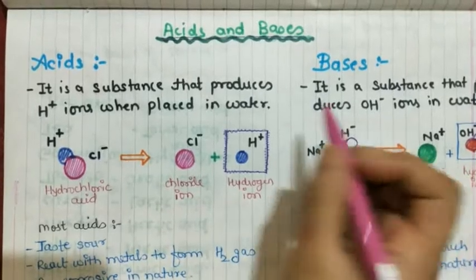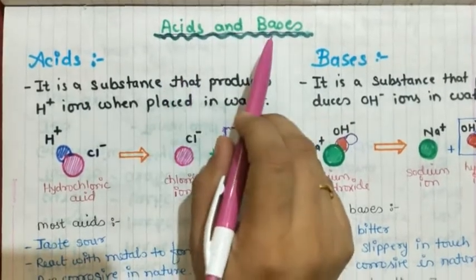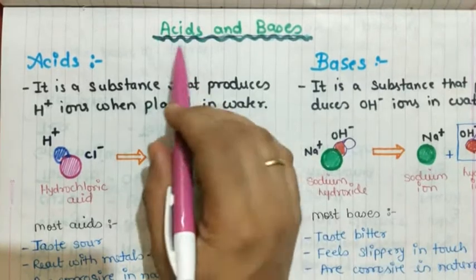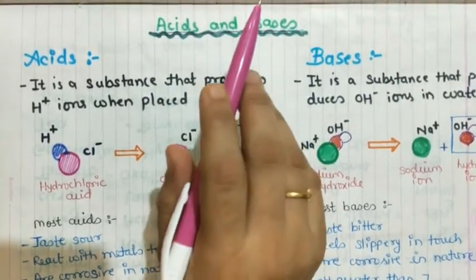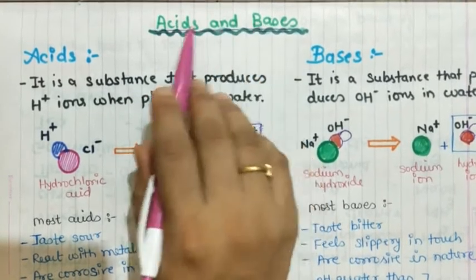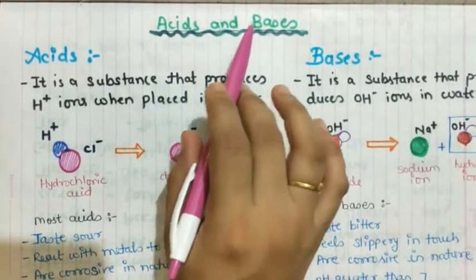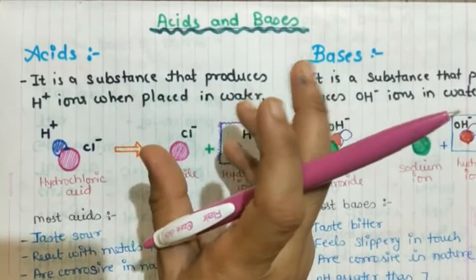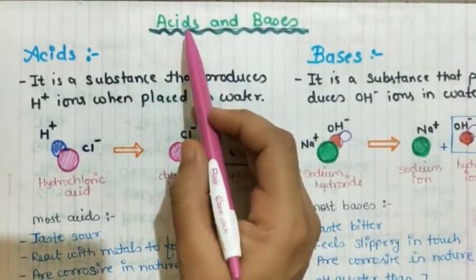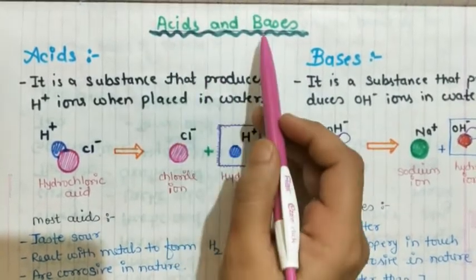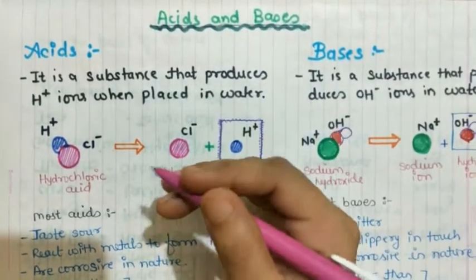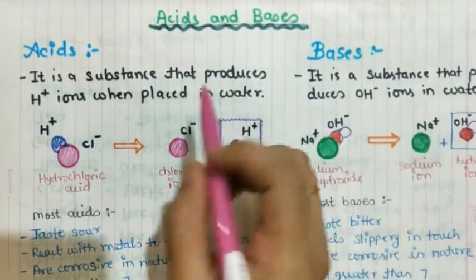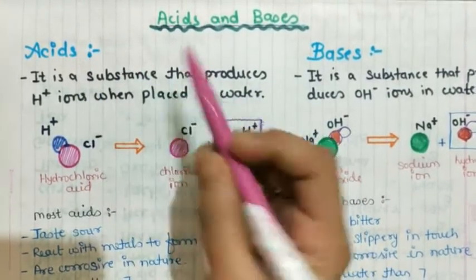Hello students, so this is my lecture number 2 in which we will study about acids and bases. If you have not seen my lecture number 1, please go to lecture number 1 of this chapter 2, and you will find that I have discussed the indicators which we use to test the acids and bases present in the solution.